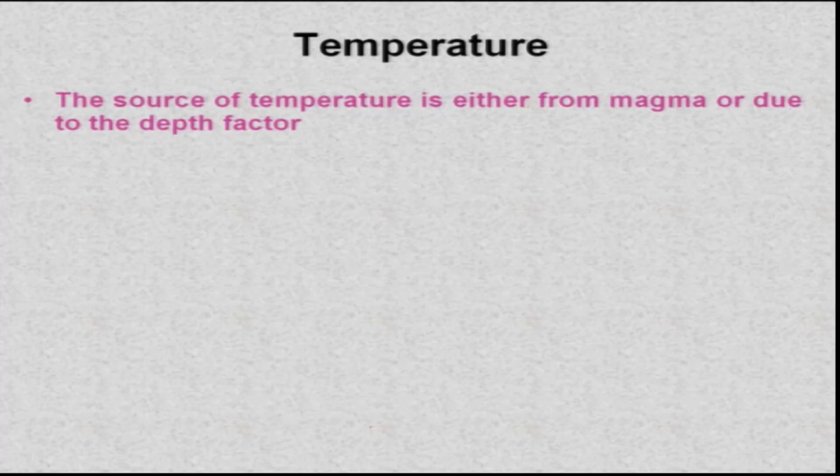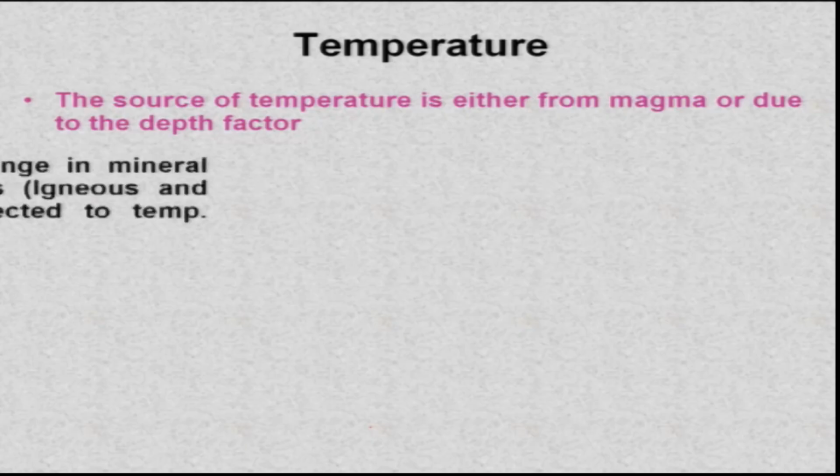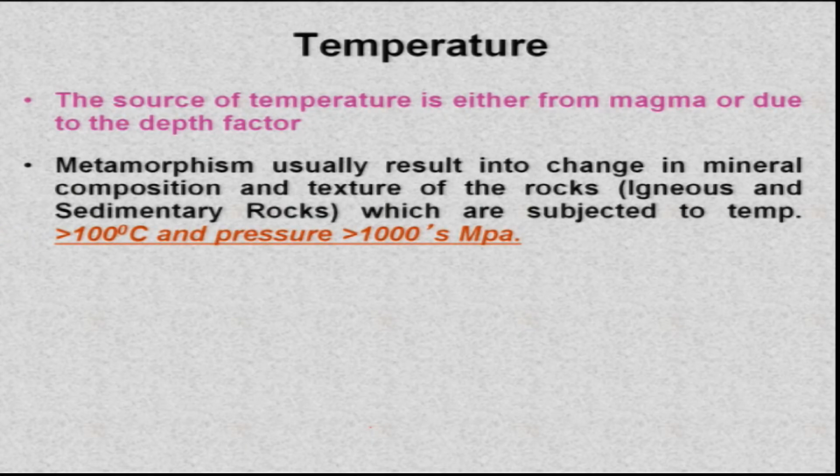Now, the source of the temperature is either the magma or the depth factors, and we discussed this in the beginning when we talked about how temperature arises and from where. So internal heat comes either from the radioactive elements within the earth's interior, or from the magma chamber at depth. Metamorphism usually results in a change in mineral composition and the texture of the rock. So textural features will also change, in igneous and metamorphic rocks which are subjected to temperature.